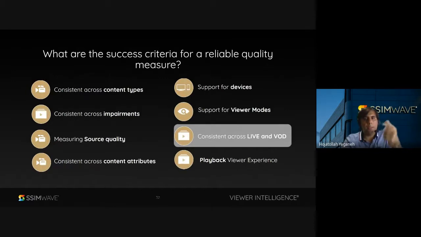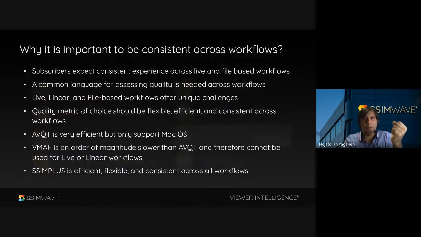Another thing is about the workflows. If you think about different video workflows, a reliable quality measure is one that works for the most common workflows, like live, linear, and file-based workflows. That score, first of all, should be consistent. It doesn't mean that 70 in live means 70 in linear and 70 in file-based. It should be consistent across the workflows. At the same time, it should handle all the workflows.